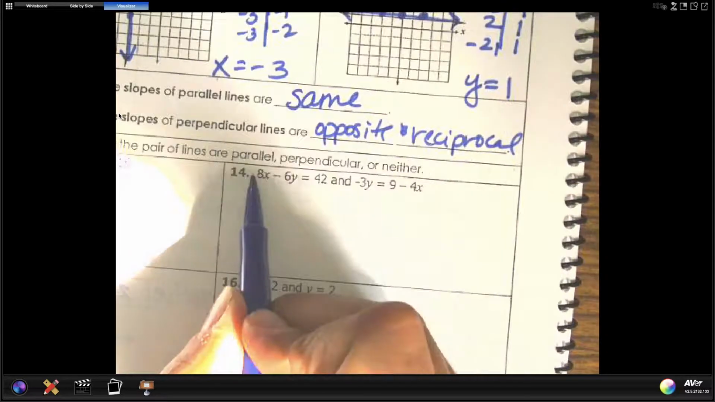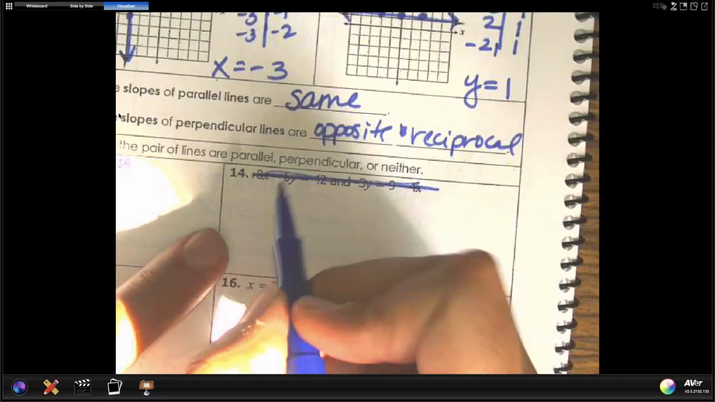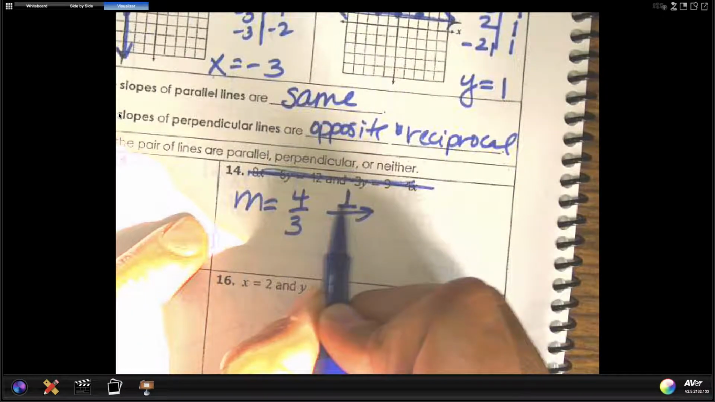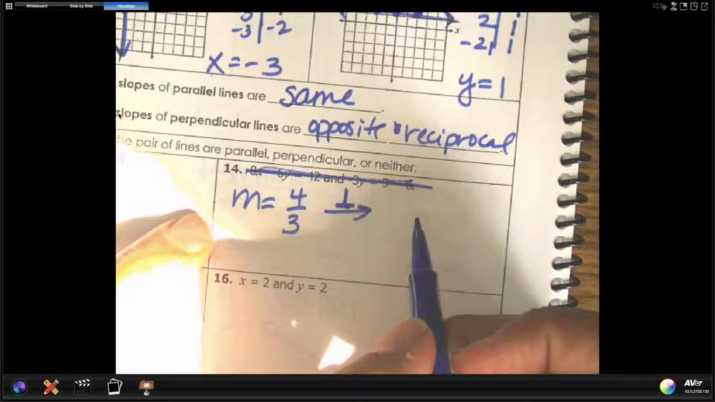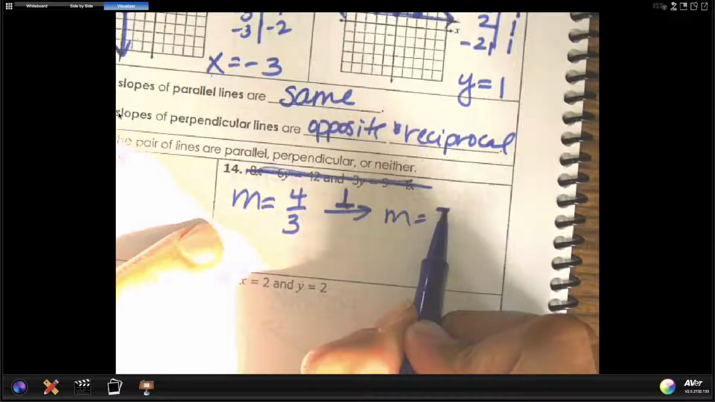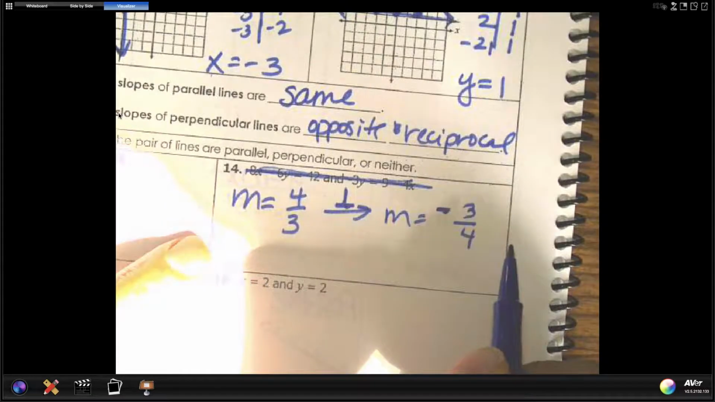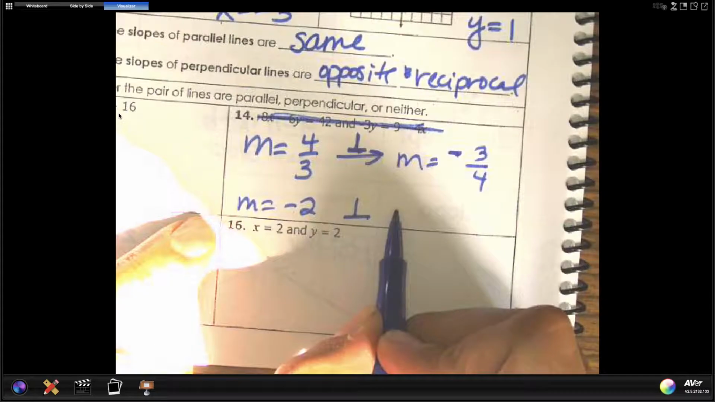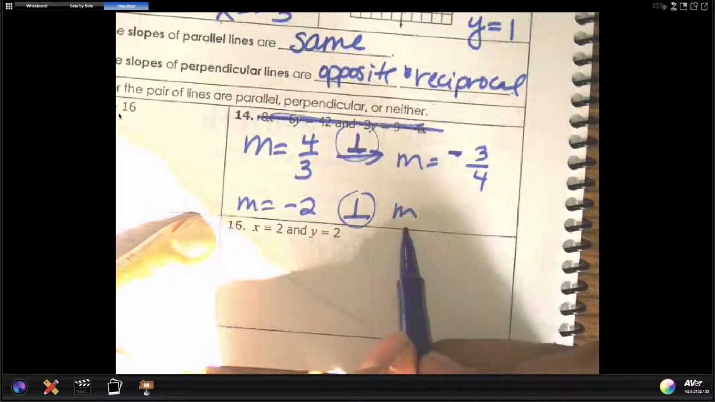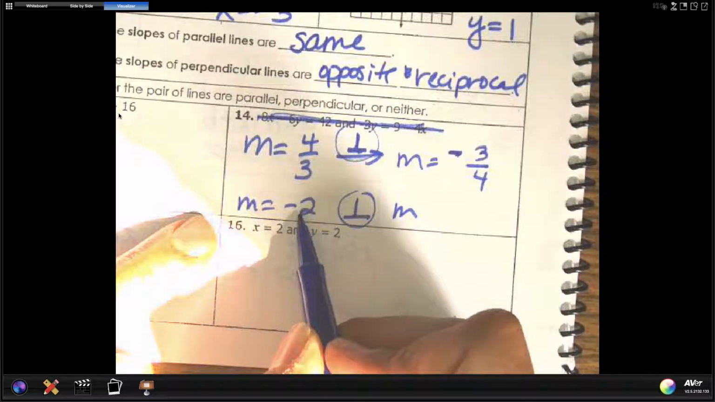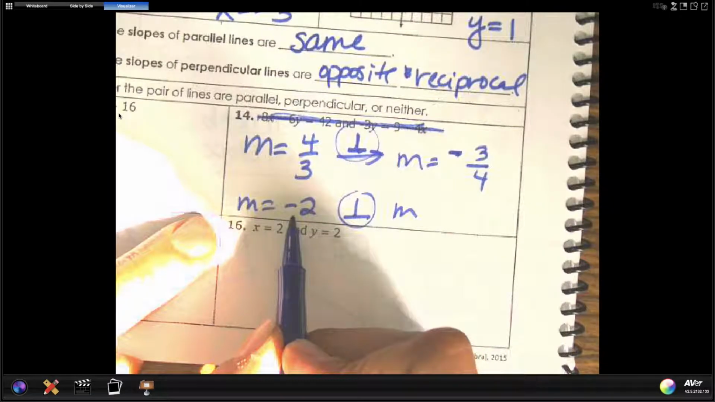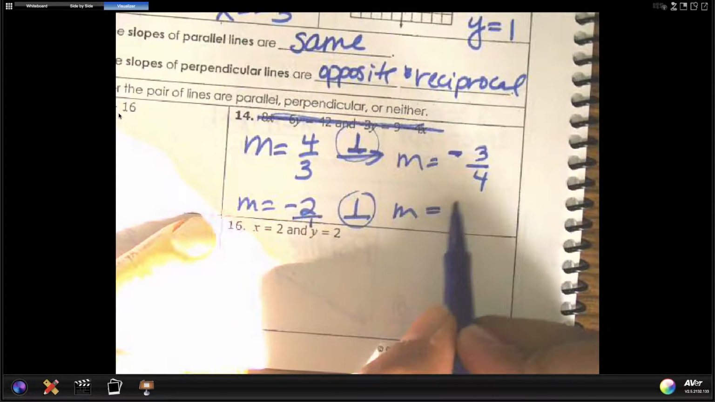So let's do an example right here. If you have a slope that's 4/3, perpendicular would be opposite and flip it. Now let's say you have -2. If I want it perpendicular, you know this symbol means perpendicular. Perpendicular to -2 would be opposite of that sign, which is positive. And what's the flip of 2? This is actually -2 over 1. So if I flip it, it's going to be 1 over 2.